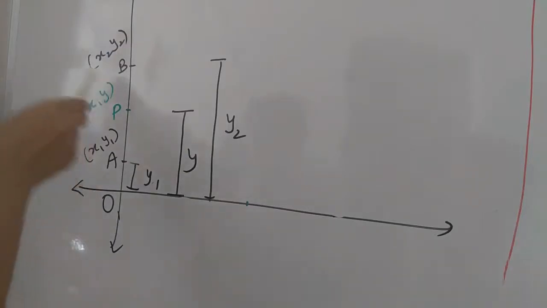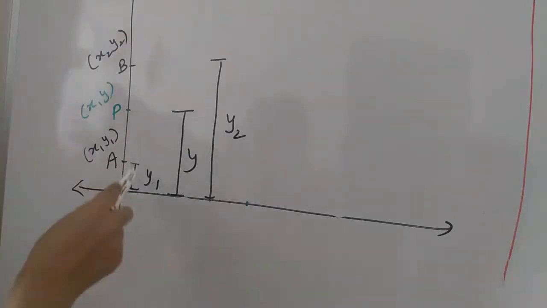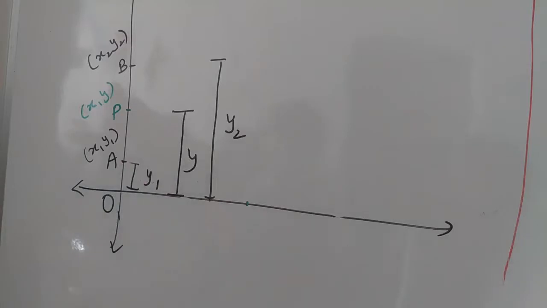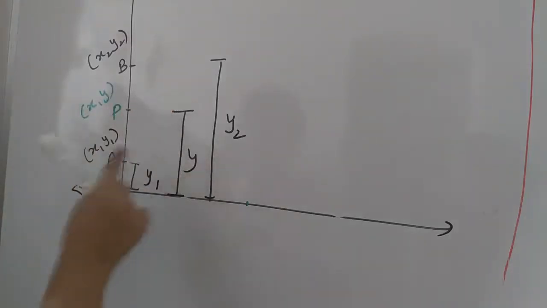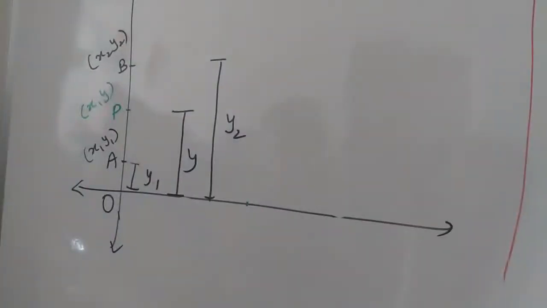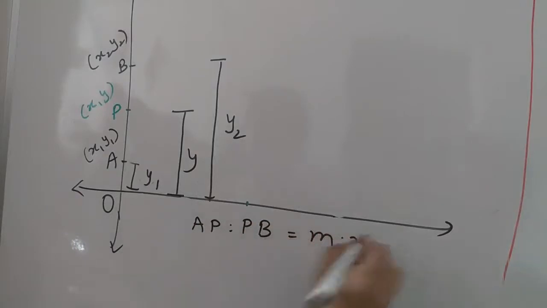So I want to find the y value here. For that we have to take the y distance. From the origin, point A's distance is y1, point P's distance is y, and point B's distance is y2. Now let some ratio here, AP to PB, the same as we took in our first formula, m to n.